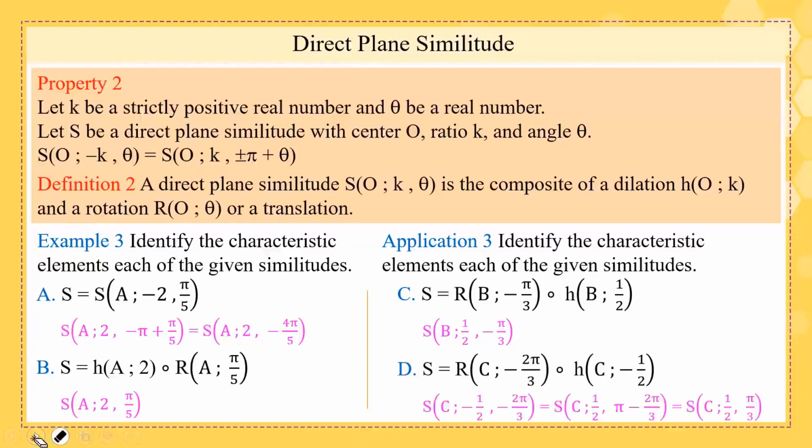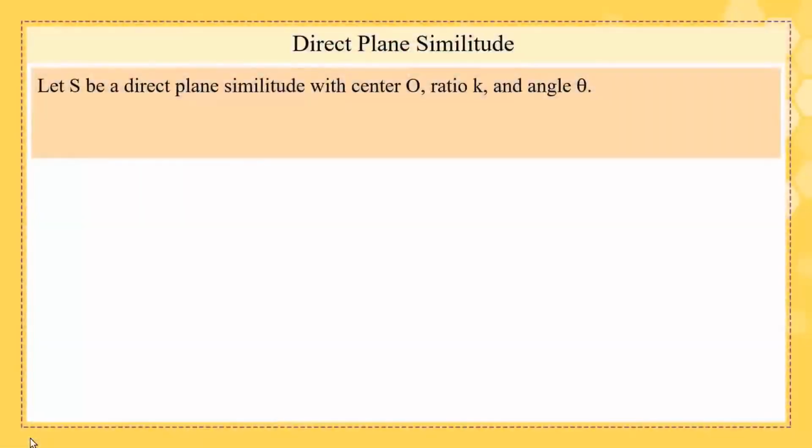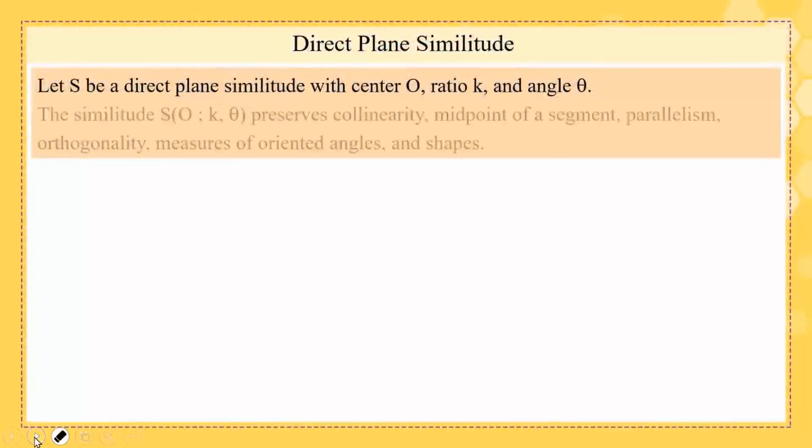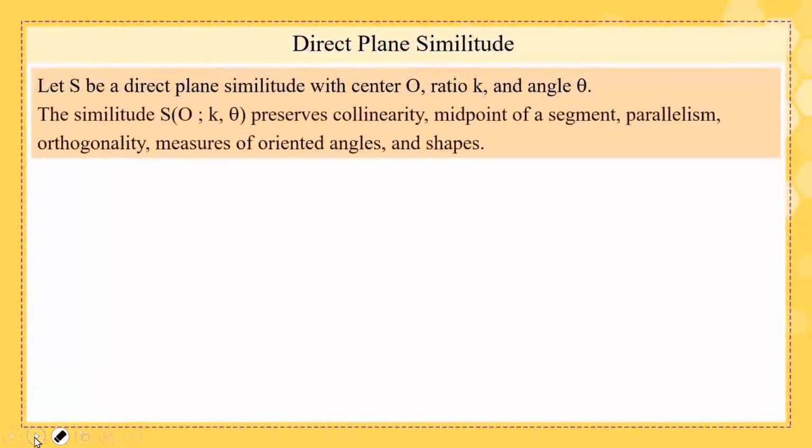So S will be of center C, ratio minus half and angle minus 2 pi over 3, but since the ratio is minus half, we can remove the negative sign, so it will be a similitude of center C, ratio half, and angle pi minus 2 pi over 3 by adding pi to this angle. Note, sometimes we add pi, sometimes we subtract pi in order to keep the measure of the angle of the similitude in principal measure. Now, given the similitude S of center O, ratio K and angle theta, the similitude preserves collinearity, midpoints of segments, parallelism, orthogonality, measures of oriented angles, and shapes.